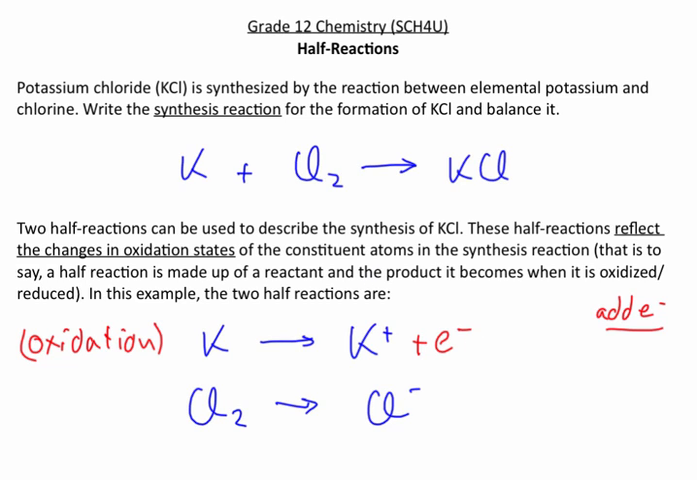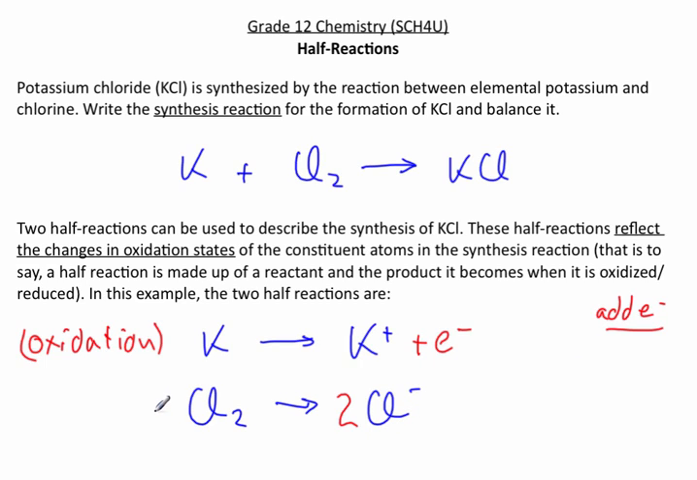Let's look at our other half reaction. And so this is going to be a reduction. In terms of balancing, we balance by mass first. So we're going to balance the chlorine. So there's 2 Cl-. So now it's balanced by mass. But again, it's not balanced by charge. 0 on the left for the elemental chlorine. 2 times 1 minus on the right for the chloride ion. So 0 and 2 minus are not the same.